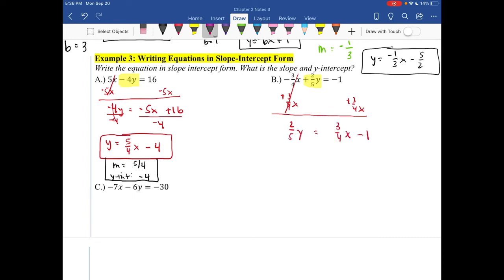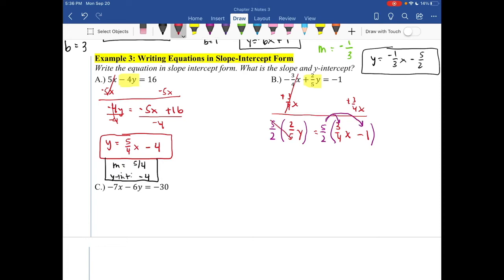Then, to get y by itself, we're going to multiply both sides of the equation by the reciprocal of 2/5, which is 5/2. And then remember to put everything on the right in parentheses, because every single item gets multiplied by 5/2, meaning we're going to use the distributive property.